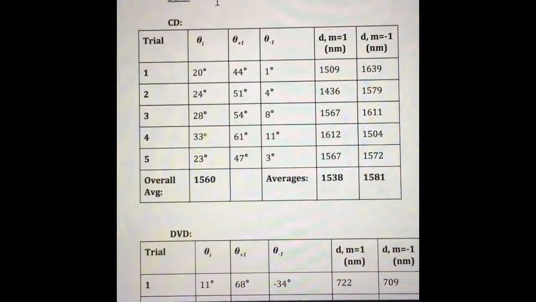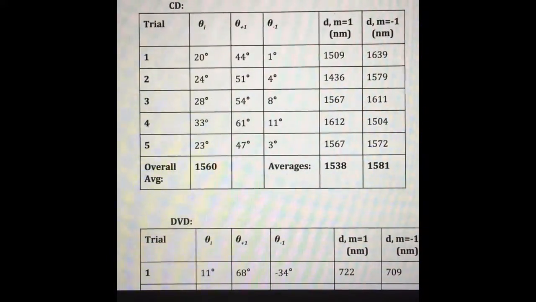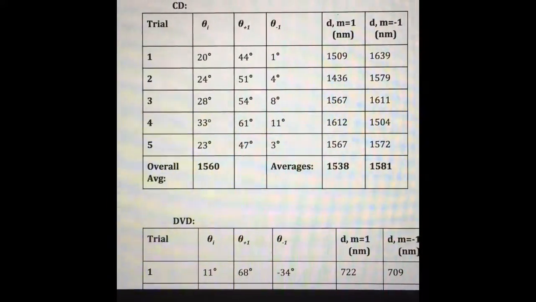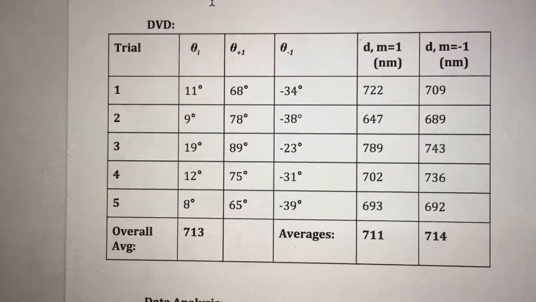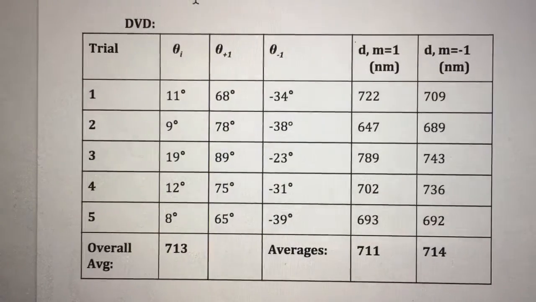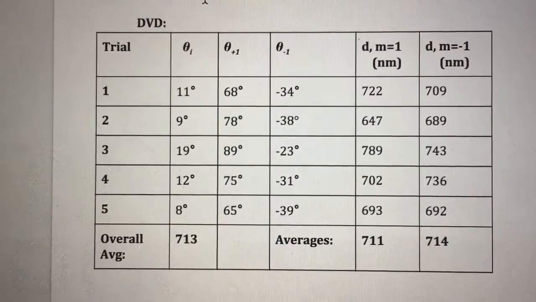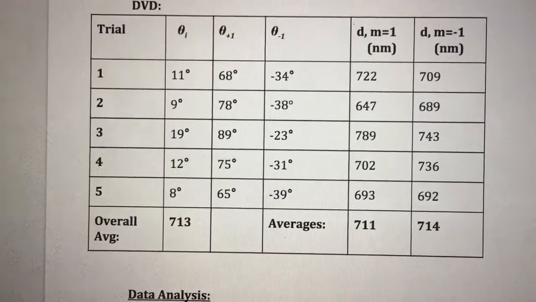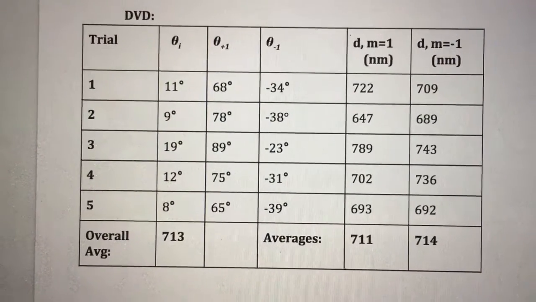For the CD first, we got that the average value for D when m equals 1 is 1538, and the average value for D when m equals negative 1 equals 1581, with the units being nanometers. The overall average was 1560 nanometers. For DVDs, however, the values we obtained for D when m equals 1 and when m equals negative 1 were much less. Specifically, when m equals 1, we got D to be 711 nanometers, and when m equals negative 1, we got the value of D to be 714 nanometers. Thus, the overall average for the D value for DVDs was 713 nanometers.